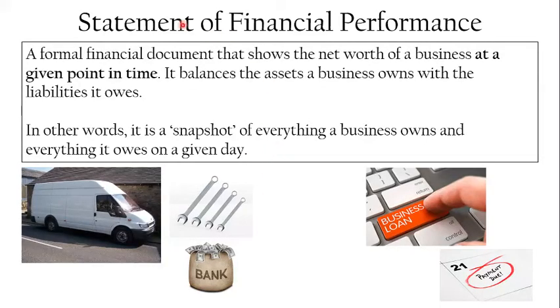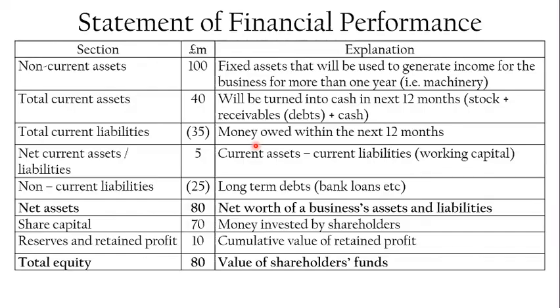Statement of financial position is the other financial statement document that you need to be aware of. This question, so the income statement says how much money did you earn last year. The statement of financial position shows the net worth of a business at a given point in time, balancing the assets, like if a business owns a van, tools, cash, with the liabilities it owes. Okay, so loans, any trade credit or anything like that. And instead of looking at a year, it's a snapshot. So you take a picture of a business today, how much do we have in assets, how much do we have in liabilities, and therefore how much is our business worth.